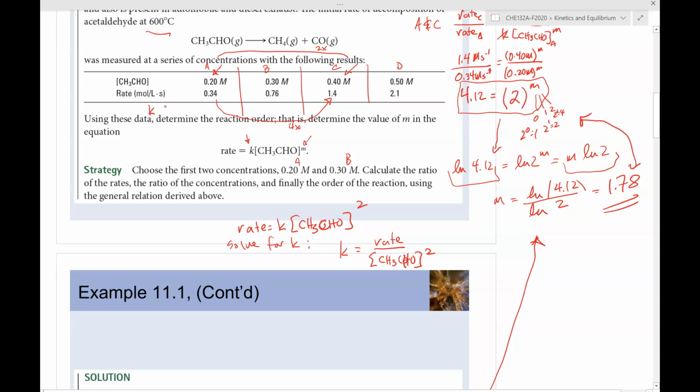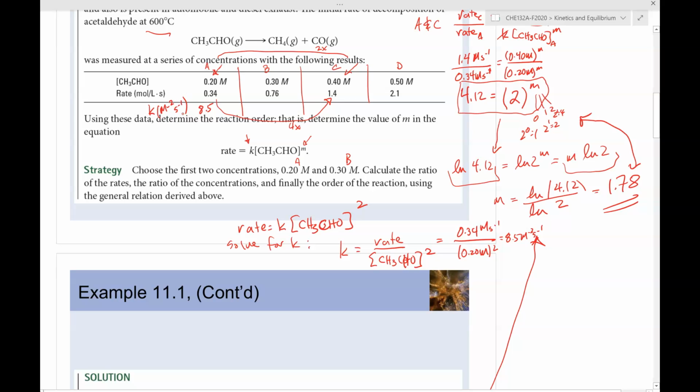I could calculate the K value for each one of these. I could just go through here quickly and do that. I've got 0.34 divided by 0.2 squared. So this one's going to be 8.5, and the units are 0.34 molar seconds to the minus 1 over 0.20 molar squared. That comes out to be 8.5, and it's going to be molar to the minus 2 seconds to the minus 1.